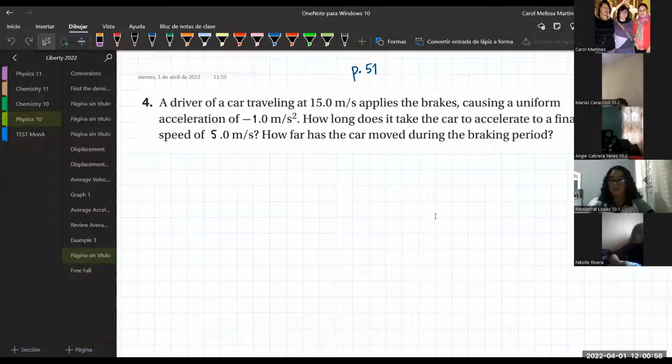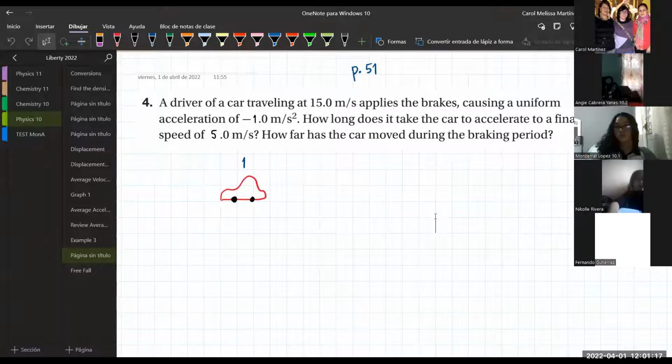We have a car. A fancy car, okay? It's traveling at a speed of 15 meters per second. What is this velocity, initial or final? Initial. That is correct. This is the initial velocity, and it's equal to 15 meters per second, okay? It says applies the brakes, causing a uniform acceleration of -1 meters per second squared.